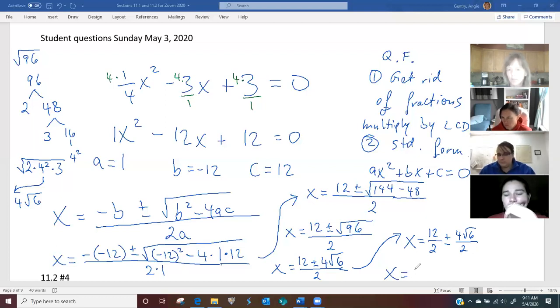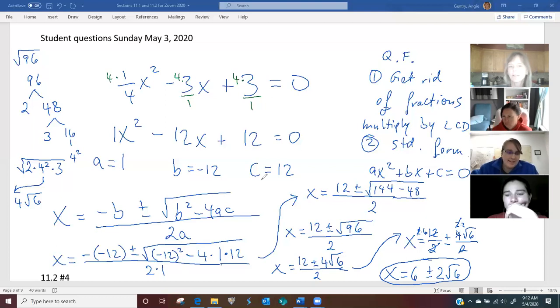So x is 6, plus or minus 2 square root of 6. The 4 and the 2 here cancel into, right? 2 times 2, cancel, cancel. 2 times 6, cancel, cancel. And that's how this happens. And then this is your final answer. You have 2 answers. One is 6 plus 2 square root of 6, and one is 6 minus 2 square root of 6. Yeah? Yeah, that makes a lot more sense.